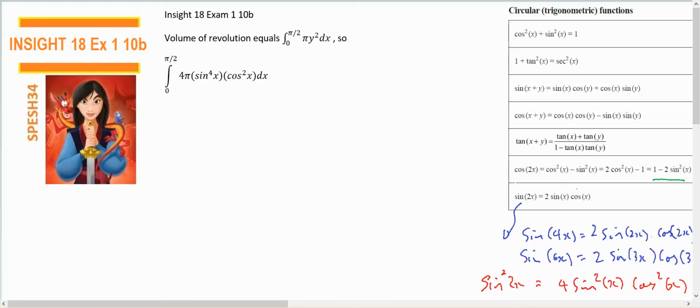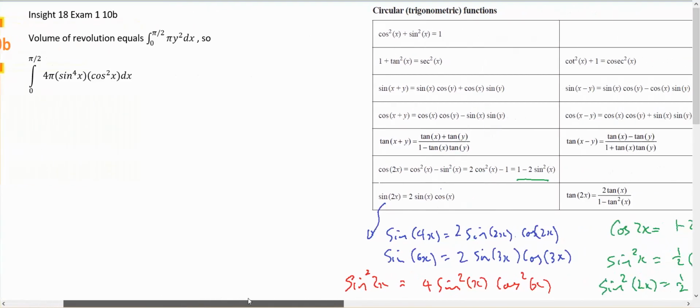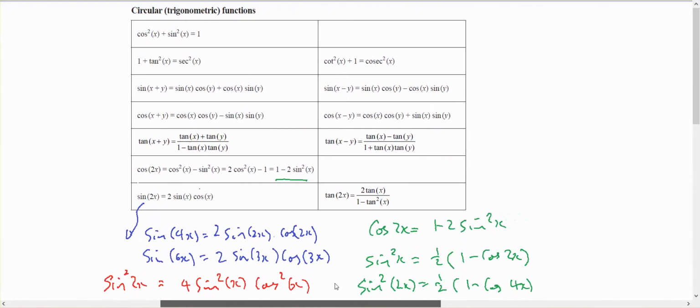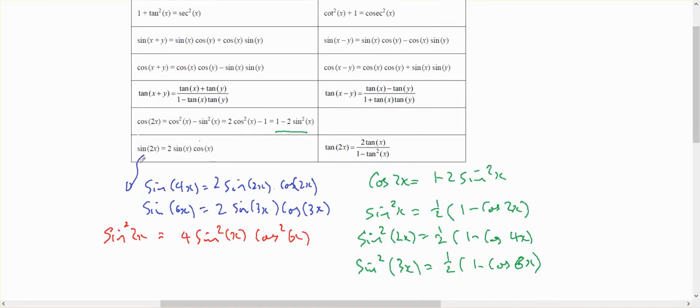This is for Year 12 Specialist. It comes out of Insight 2018, Exam 1 question 10b, involving an integration of some trigonometric functions that are raised to even powers. Now, looking at the formula sheet, I've got a couple of things to do with double angle formulas and some extensions that I can do with those double angle formulas.